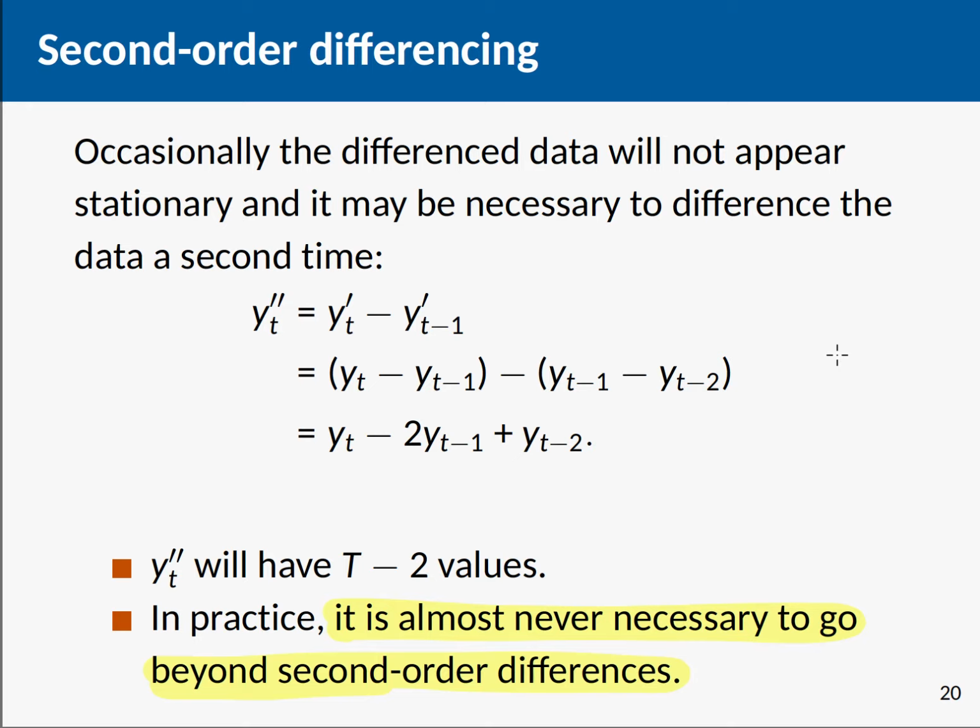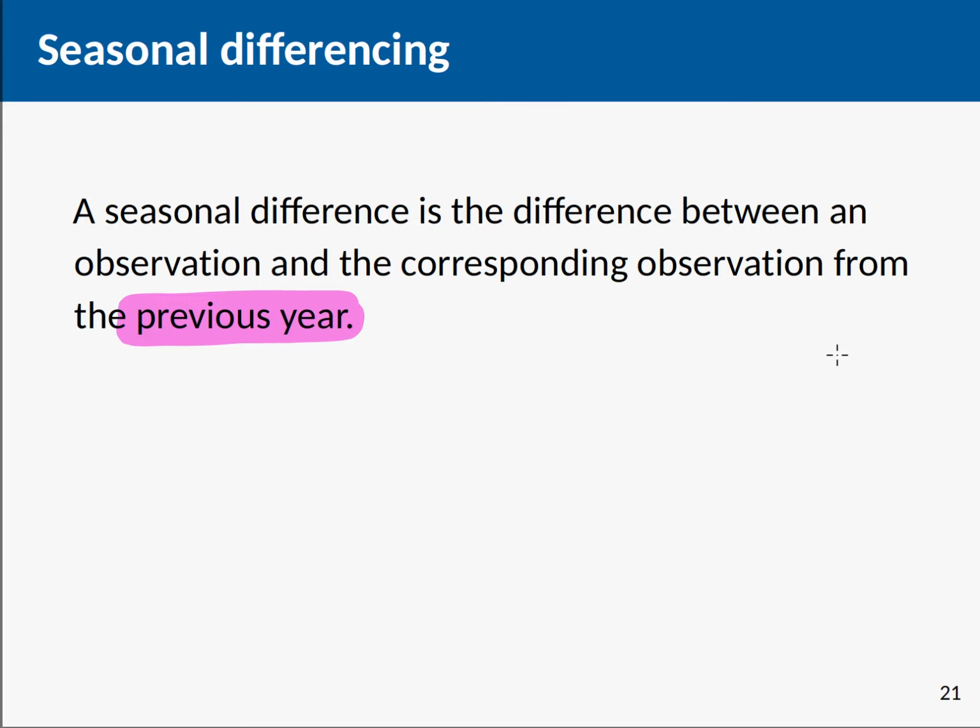And the second order difference series is going to have t minus 2 values because you're not going to have the first two values in the series. So usually, by the time we have done second order differencing, we don't require any more differencing to make the data stationary, so we're good to go. But most often, we only require first order differencing.